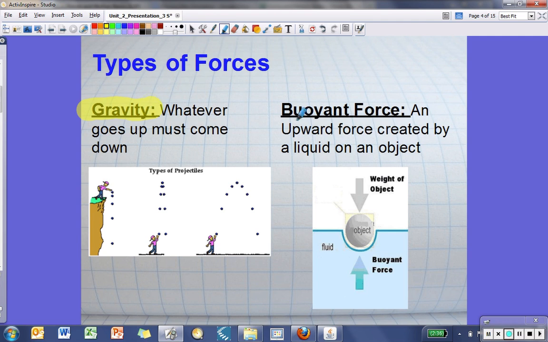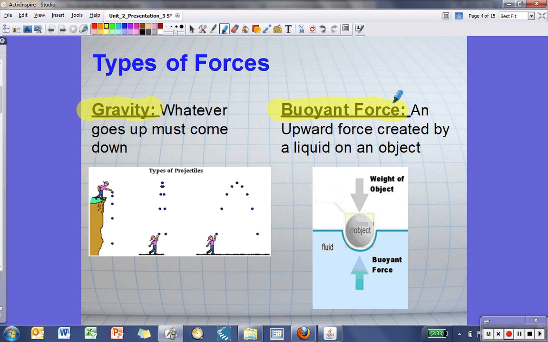Alright? And then there's buoyant force. The buoyant force deals with liquid, so unless there's a liquid, you can't have a buoyant force. It's an upward force that a liquid pushes on an object. So, for example, let's say ice. We all put ice in our liquids, in our sodas or drinks. What happens? It usually floats. The reason why it's floating is because the liquid is pushing up on the ice, and that's what makes it stay afloat.